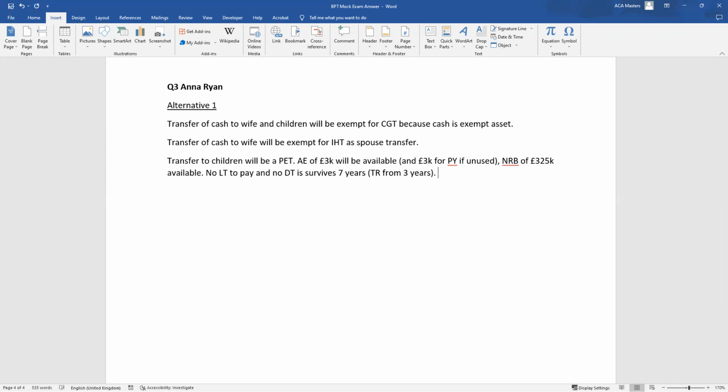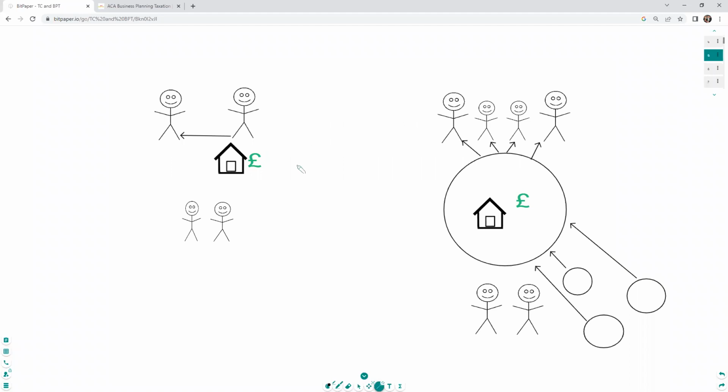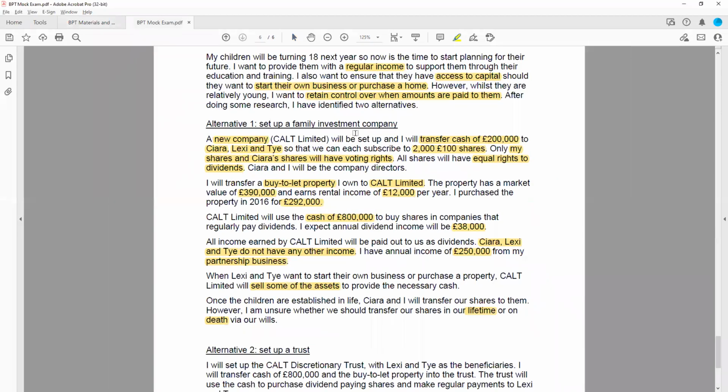Sometimes in the question they might tell you the individual's ill and they've only got however long to live. But there's no mention of any of this here. They're still working. They've got quite young children. There's no mention of ill health, so should be able to survive that period. So we have mentioned then the transfer to the children. So that's going to be a PET for IHT. So that's the first part dealt with. That's all quite straightforward, really. That's just IHT knowledge. So that's the first transfer.